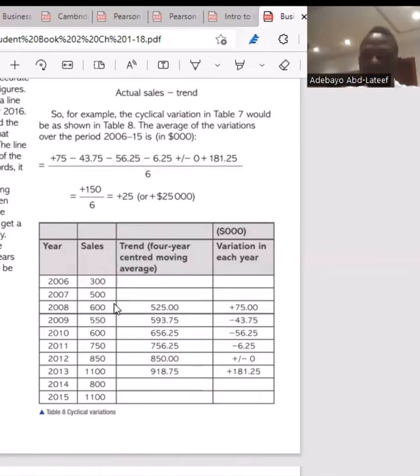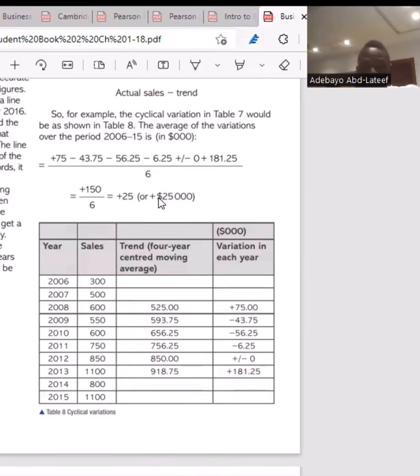Please take note. When we are calculating the variation, it is actual sales minus trend. How do you get your trend? You get your trend either through moving average or centering. When you're using the moving average, it means you are calculating for the first 3 periods. And when you are calculating using centering to find your trend, it means you are using 4 periods in an 8 time period: the first 4 years plus the next 4 years divided by 8. So either way, you get your trend through the moving average or the centering.